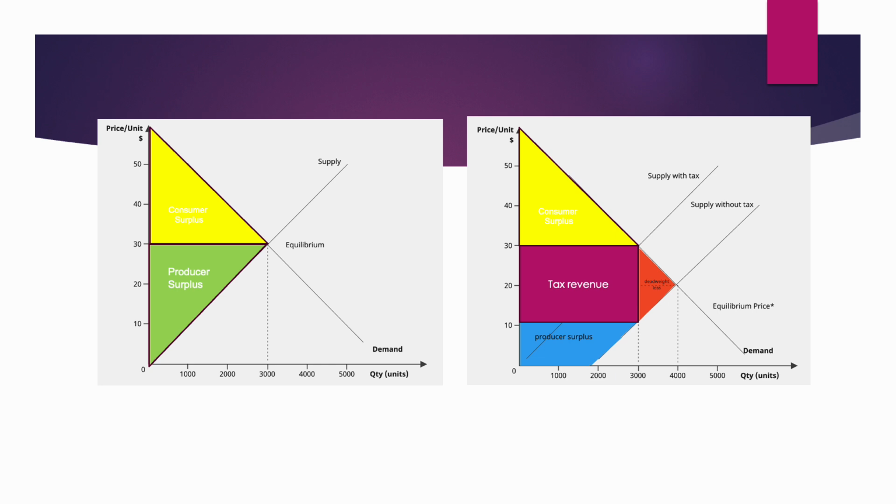In the green, the producer surplus is represented by the area below the market price and above the supply curve. It shows the benefit producers receive because they receive more for the goods than they are willing to accept. In the second graph, however, it shows the impact of consumption tax. The tax causes the supply curve to shift leftward, increasing the price paid by consumers and decreasing the price received by producers.